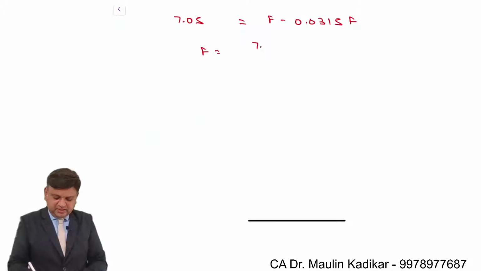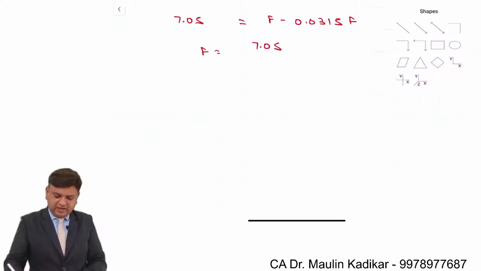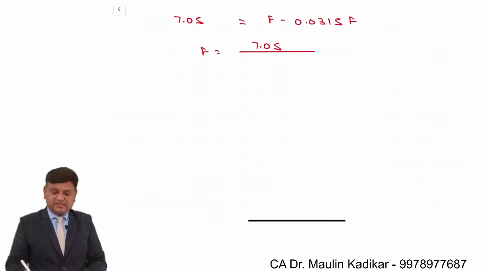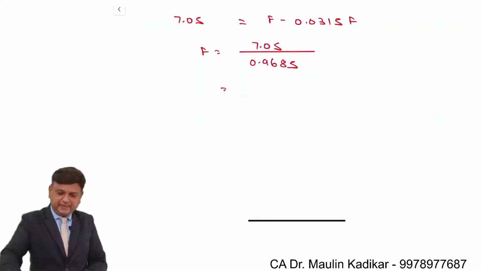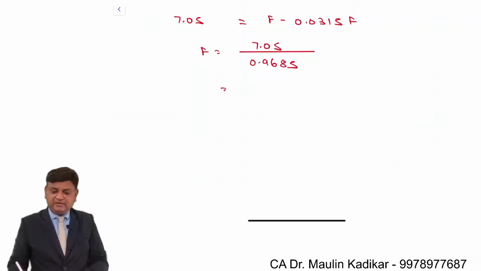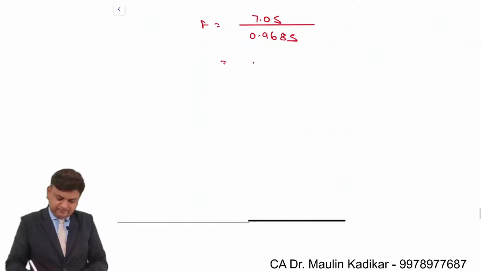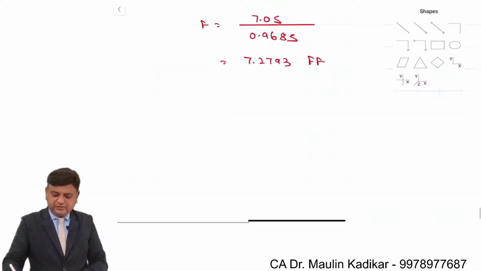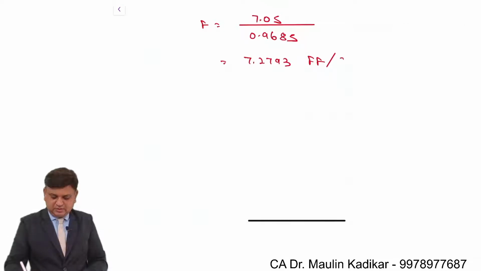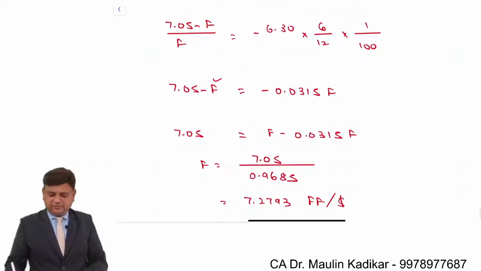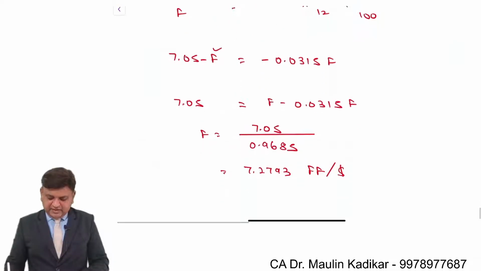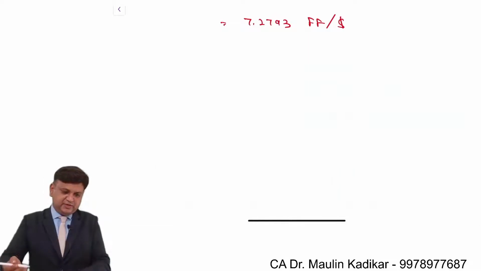So the forward exchange rate is 7.05 upon 0.9685. So the final answer is 7.2793 French franc per dollar. That is the way we are required to make the computation of the forward exchange rate. Now after this we'll compute the rate of interest.